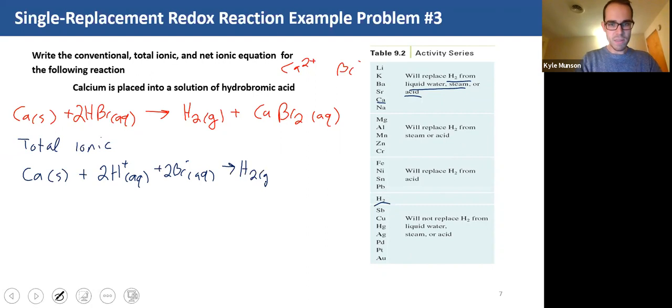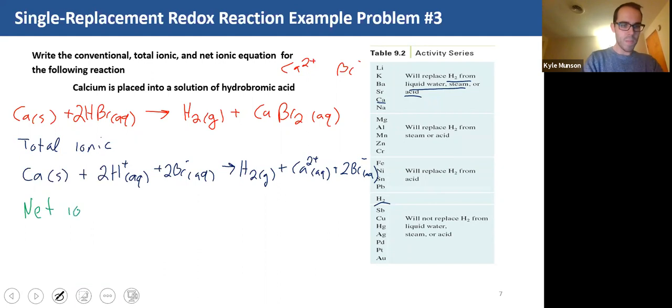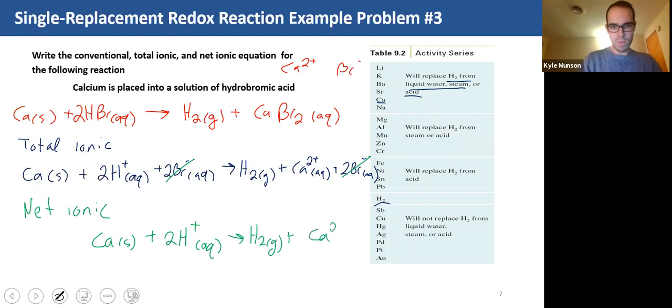Okay. H2 gas plus calcium plus 2Br minus. Okay. So that's the total ionic. Net ionic. That's gone, that's gone. Okay, calcium plus 2 protons gives H2 gas plus calcium 2+ aqueous.